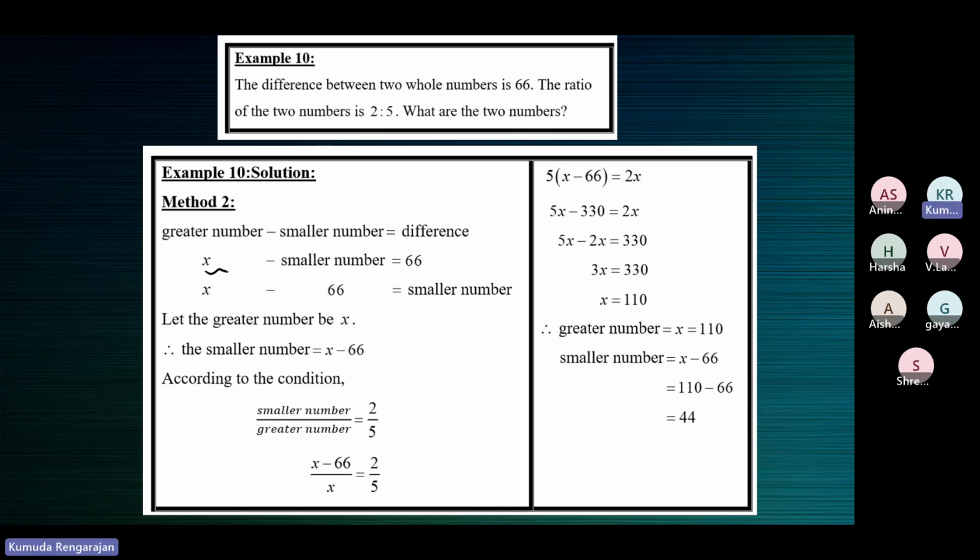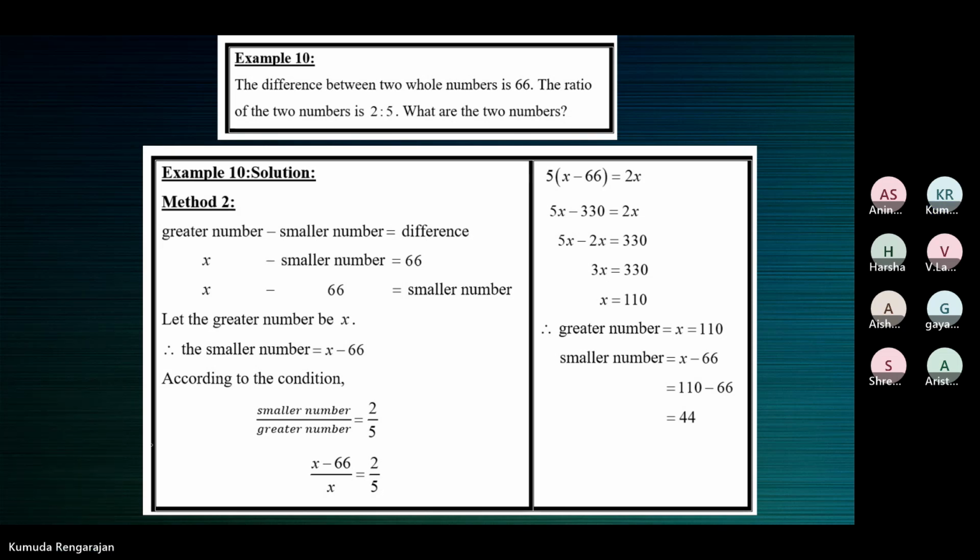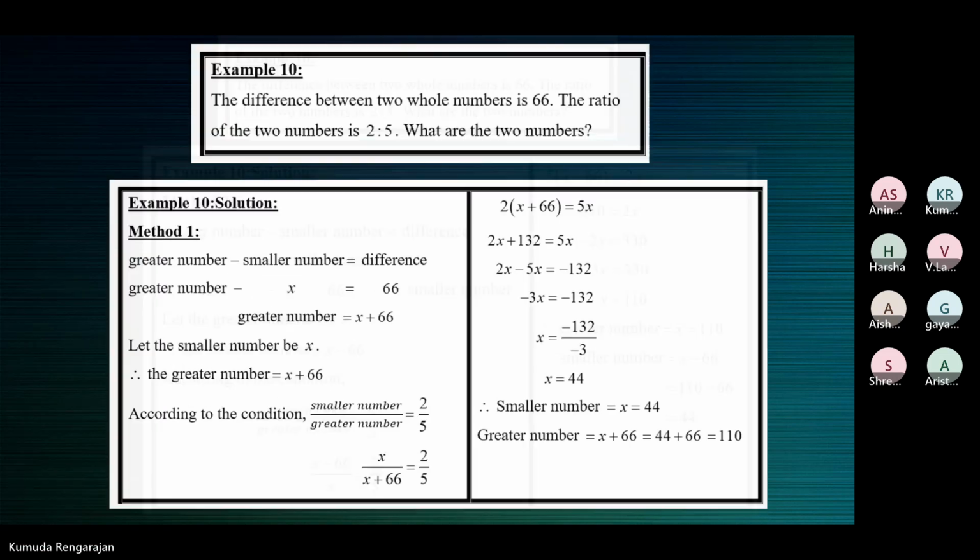If the greater number is x, take this minus smaller number to the other side and bring the difference here. So the difference will become minus 66, because plus 66 becomes minus 66. Minus smaller number will become plus smaller number on the other side. So here, the greater number is x, and the smaller number is x minus 66. Okay.